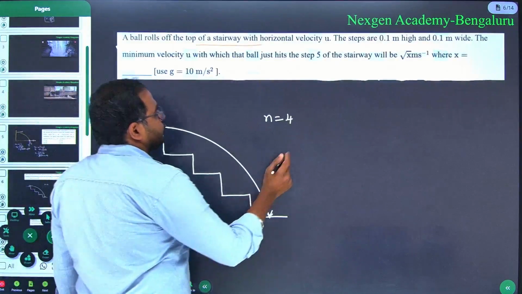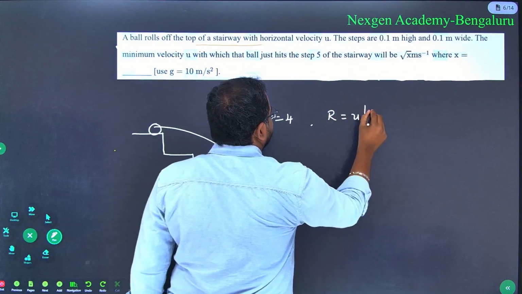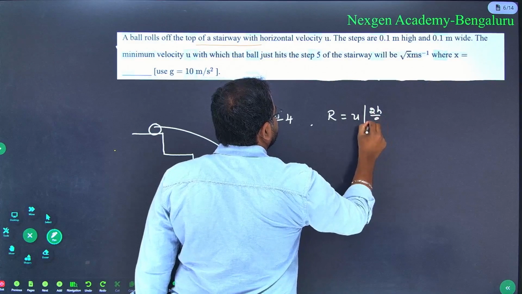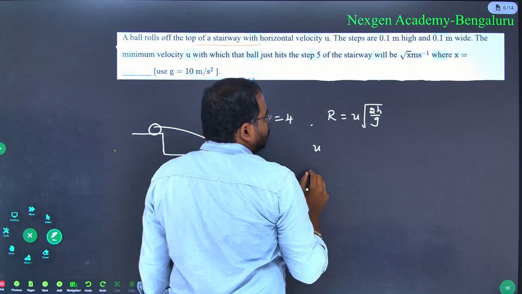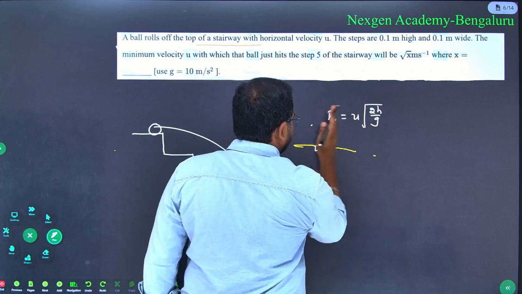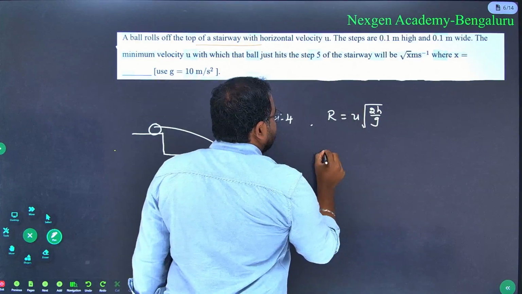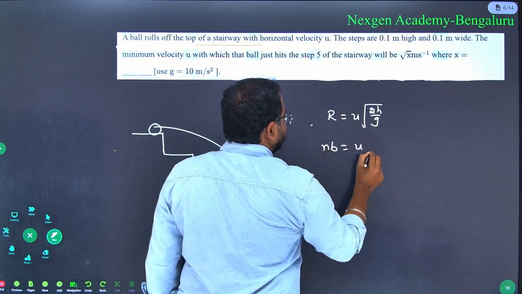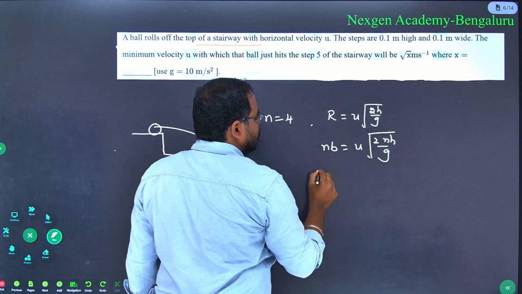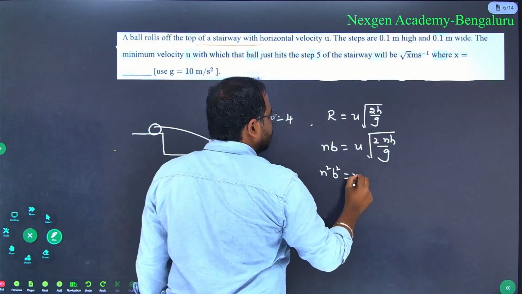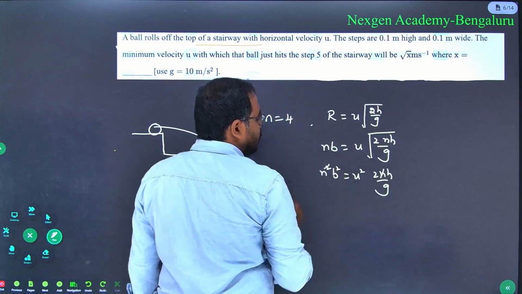Look at this. This r is equal to u into square root of 2h by g. This is the basic formula. Now this r is equal to, one second, this r is equal to n into b. This is equal to u into square root of 2nh by g. This can be n square b square equal to u square 2nh by g. This n and n can be cancelled out.